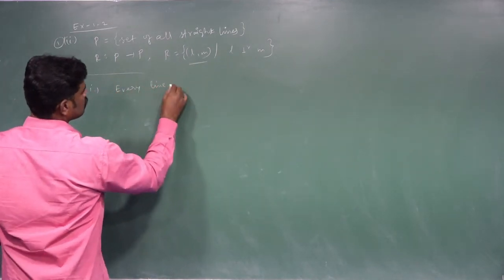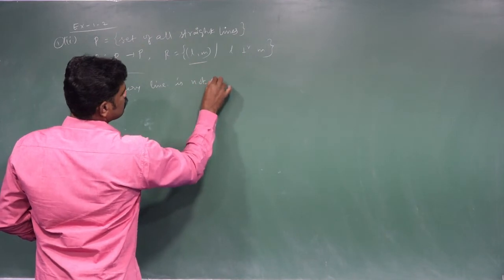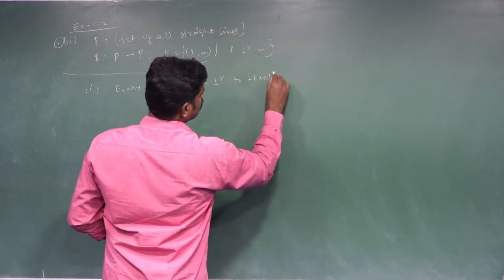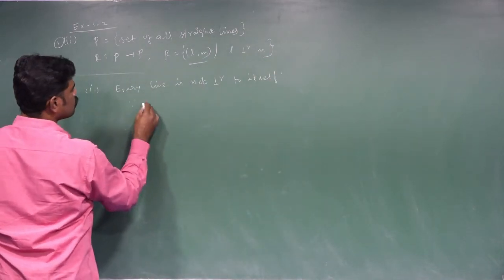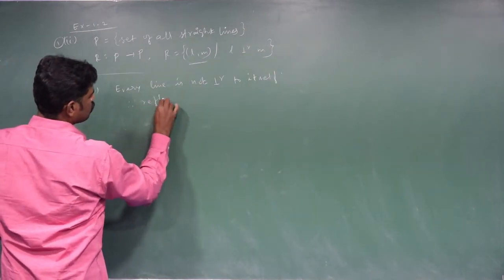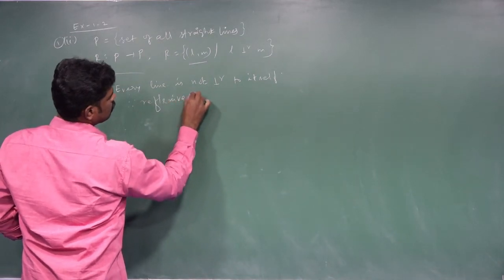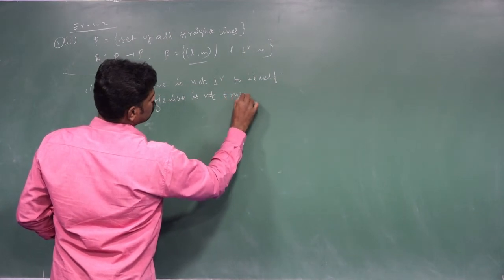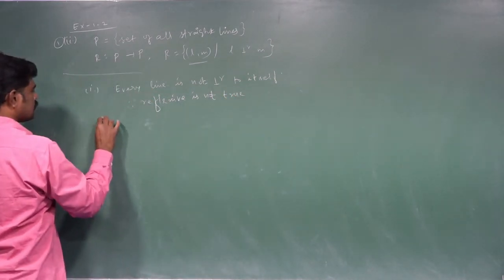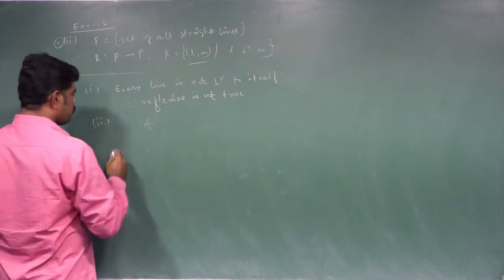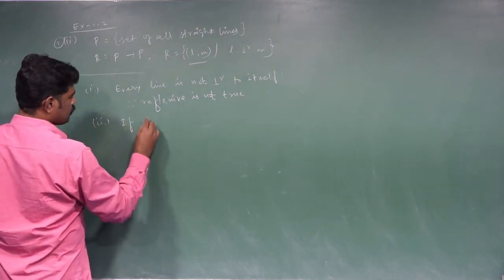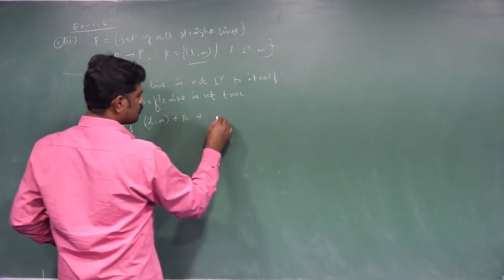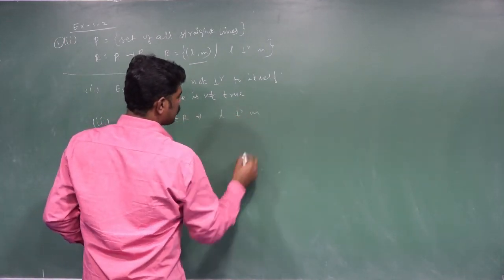Every line is not perpendicular to itself. So therefore reflexive is not true. Okay, then the second case. Now, if (L, M) belongs to R, this implies L is perpendicular to M.